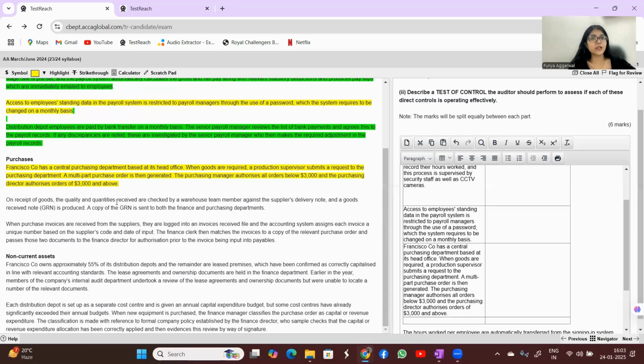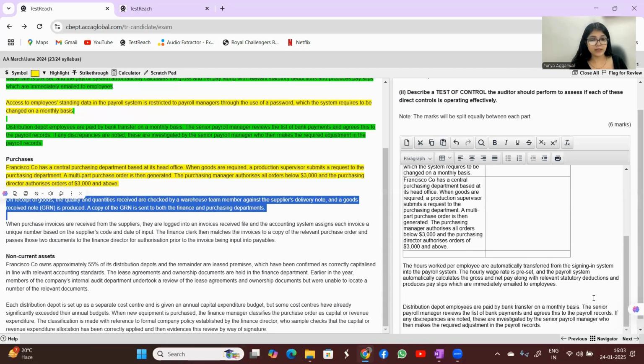If I'm not sending it to the production department, how will it be checked? Because the production department is the one who told me to bring 10 goods, right? If I am not sending them a copy of the goods that I have received, how do I ensure that only those 10 goods were ordered? Maybe 20 goods were ordered, maybe only 5 goods were ordered. So the production department should also be sent the GRN, which is a problem over here, and we'll go to our deficiencies portion.